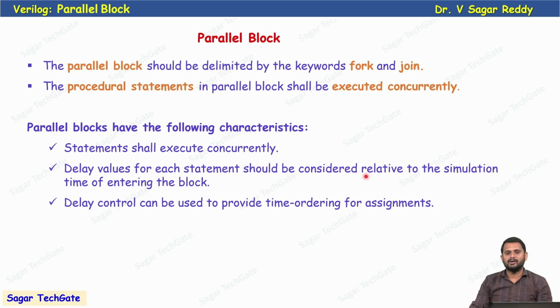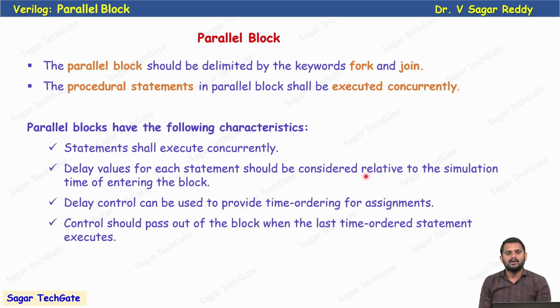Now delay control can be used to provide time ordering for assignments. For example, if I have 5 statements in my parallel block, I can specify that this statement executes at simulation time 5, this statement at simulation time 10. So I can provide time ordering for assignments in the parallel block. Control passes out of the block when the last time-ordered statement executes, whereas in the sequential block control passes out after execution of the last statement.